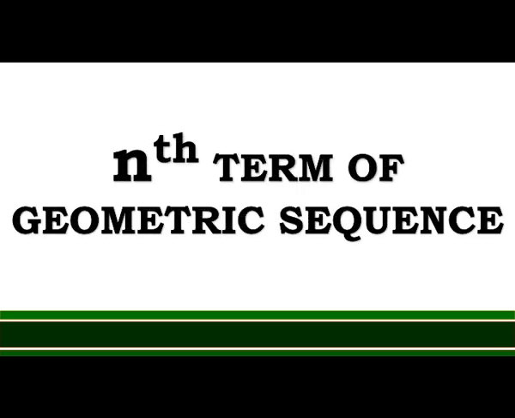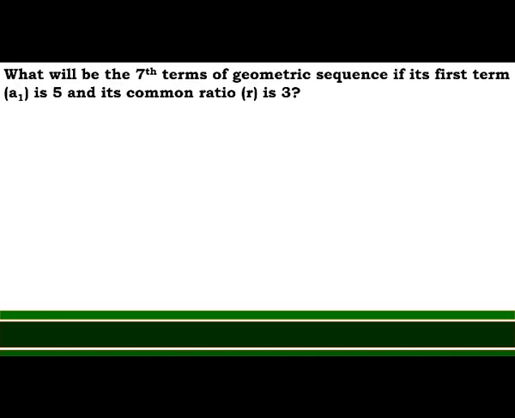Okay, first, let us try to learn the process of finding the nth term of a geometric sequence. When we say the nth term of a geometric sequence, it is either the unknown term or the last term of the sequence. For example, what will be the seventh term of a geometric sequence if its first term is 5 and its common ratio is positive 3?